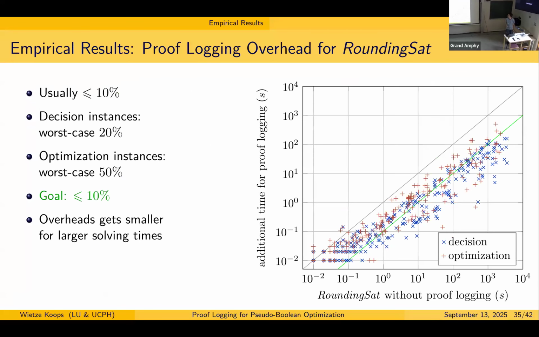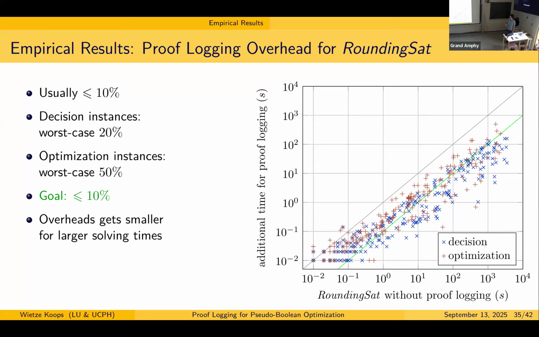So then I want to show some results. Recall that our goal was to get proof logging overhead below 10%. That is this green line in the plot. You see that quite a few points are actually indeed below this 10% line, especially for the larger solving times. So this is nice. If we look at decision instances only, where we don't have the core guided optimization, then we're below 20% for running times above a second. If we look at optimization instances, we're always worst case below 50%. But again, most of it is below 10%, and it's more or less getting better the longer the solver is running.